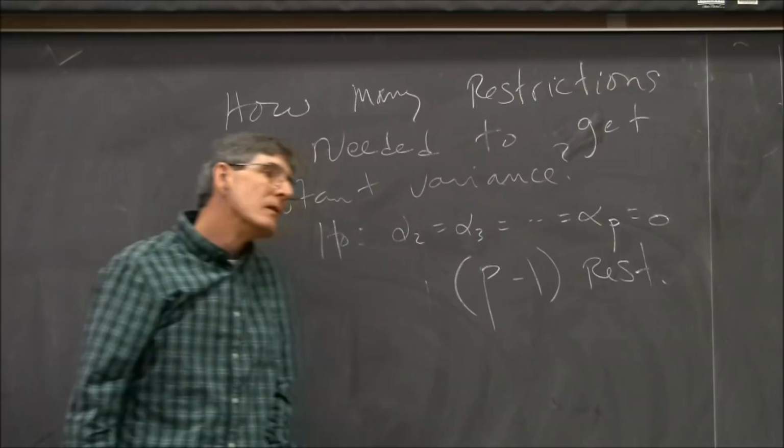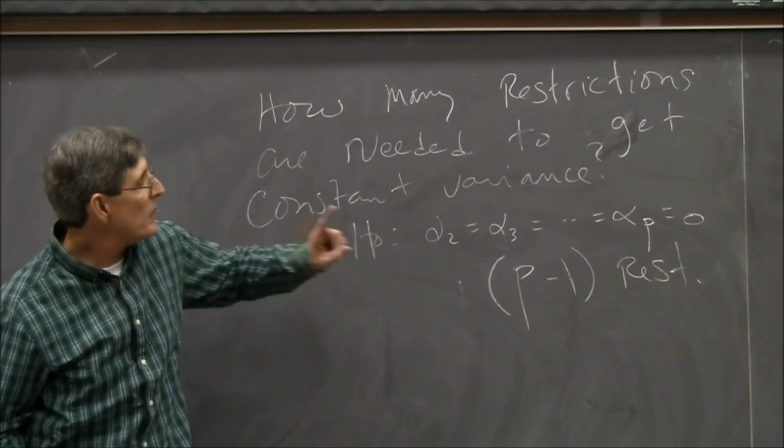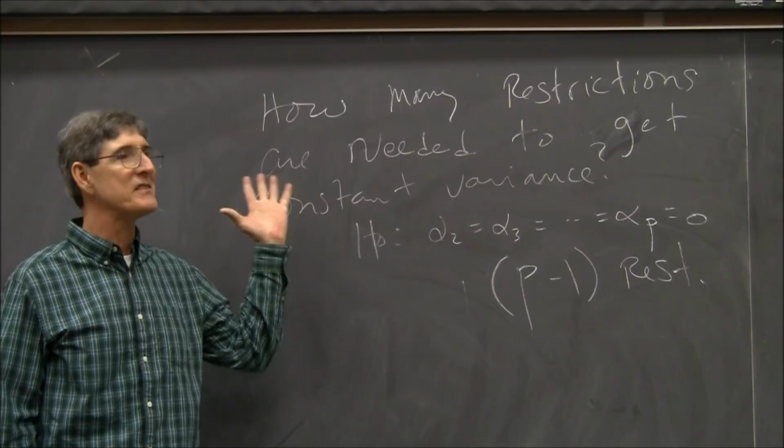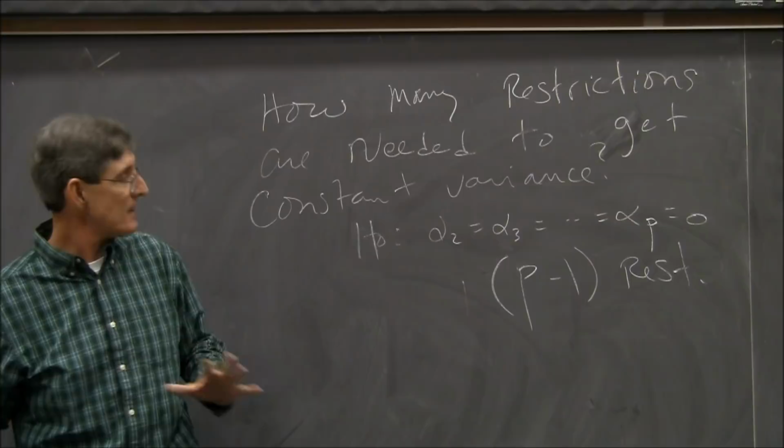So what we're going to do is a chi-square test with p minus 1 restrictions. The test statistic is just going to be n times r squared. That's why LM tests are so easy. You run a regression, you take n r squared, that's your test statistic. You look up the chi-square with p minus 1 degrees of freedom, and you're done. So this will not be too hard. Let's use this as our first example.